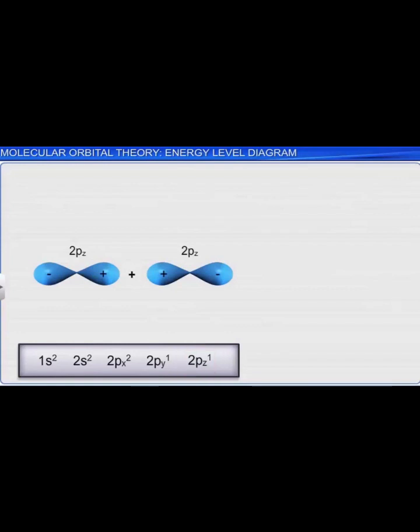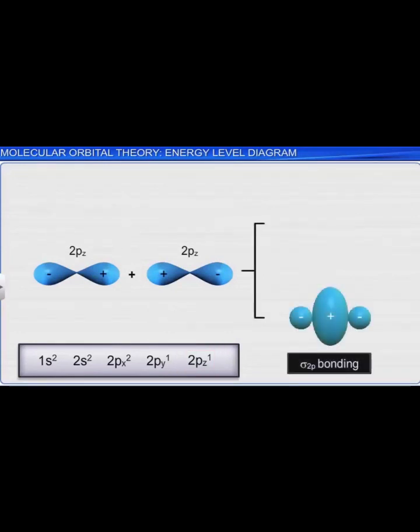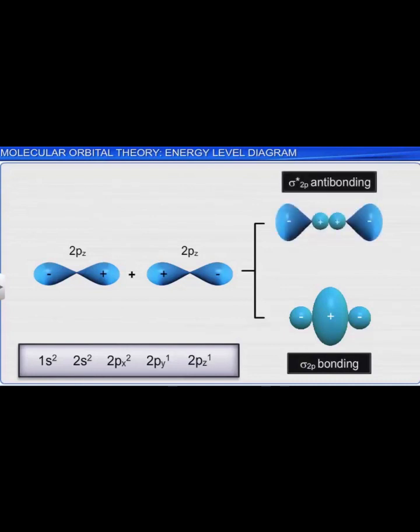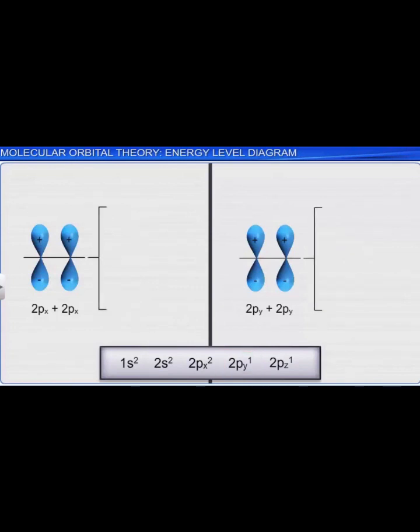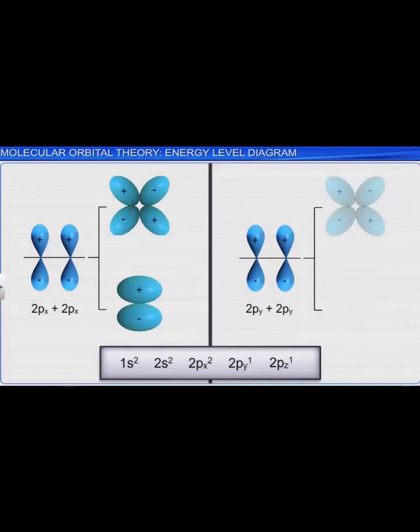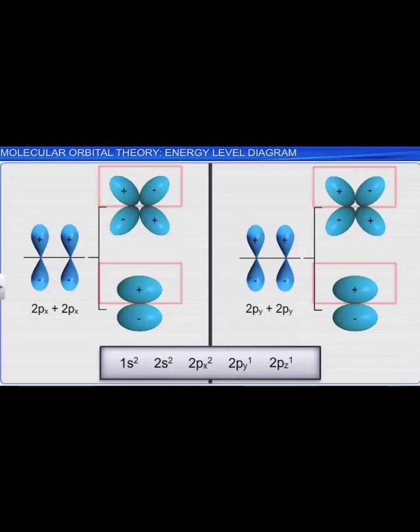Two 2pz orbitals combine head-on to form sigma 2p bonding and sigma star 2p antibonding molecular orbitals. However, the two 2px and 2py orbitals combine sideways to form a p orbital shaped bond with the electrons concentrated either above or below the bond axis. Hence, these molecular orbitals are called pi orbitals.